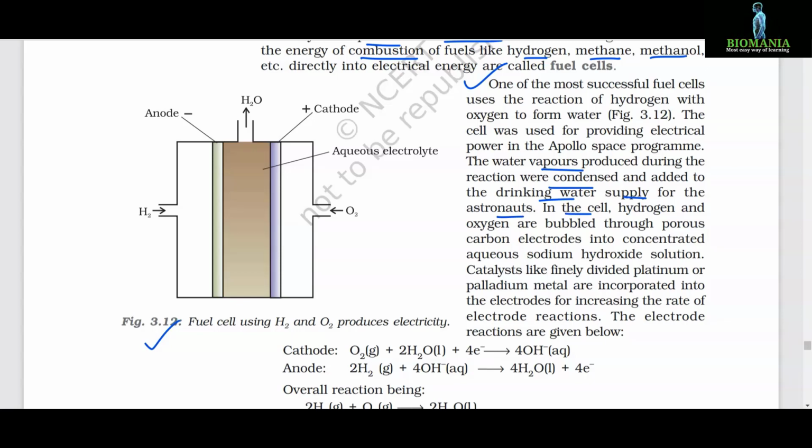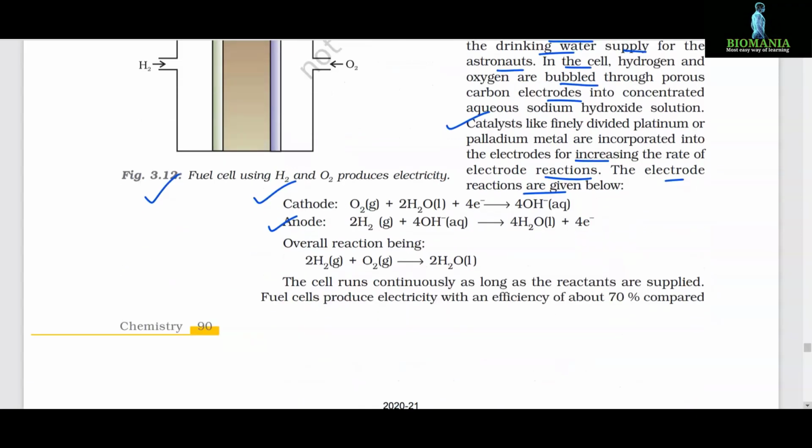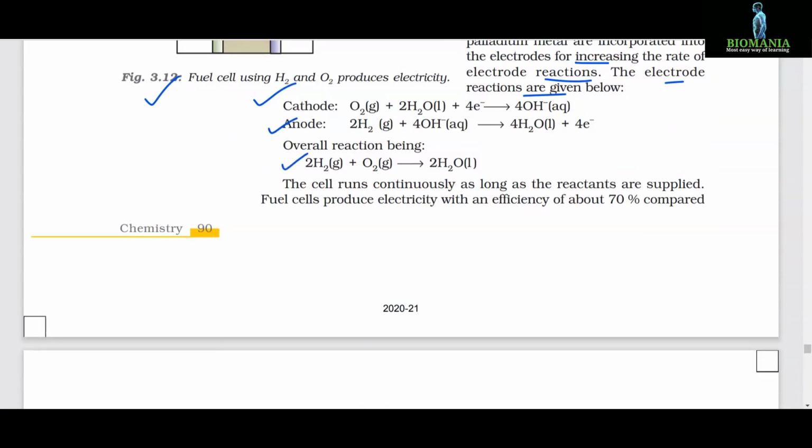In the cell, hydrogen and oxygen are bubbled through porous carbon electrodes into concentrated aqueous sodium hydroxide solution. Catalysts like finely divided platinum or palladium metal are incorporated into the electrodes for increasing the rate of electrode reactions. The electrode reactions are given below. At cathode, it is O2 plus 2H2O plus 4 electron gives out 4 OH ion. At anode, it is 2H2 plus 4 OH ion gives out 4 H2O. Overall reaction being 2H2 plus O2 gives out 2H2O. The cell runs continuously as long as the reactants are supplied.